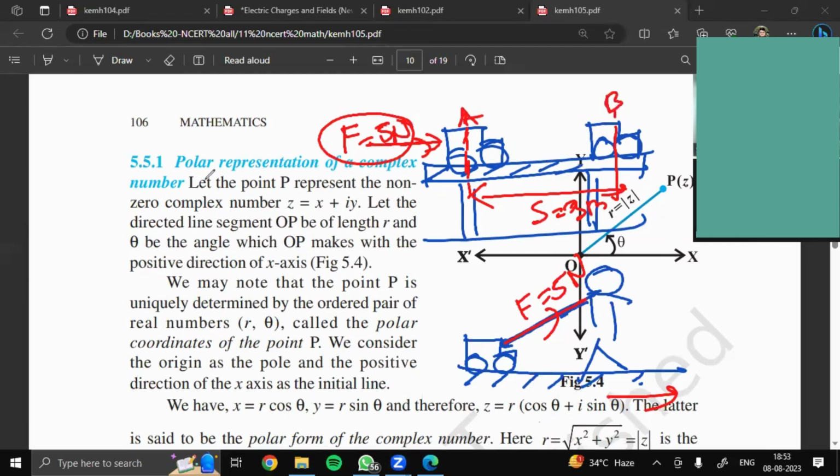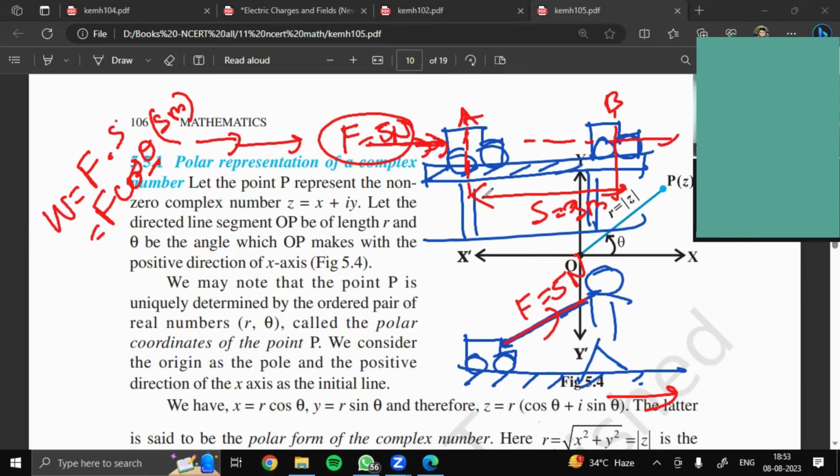Now we know that the work done W is equal to force dot displacement, F dot S, which is equal to F cos theta into displacement S in meters. Theta is the angle between the force and the displacement. Both are in the same direction. We are applying the force towards the right hand side, and the displacement is also towards the right hand side. So the angle theta becomes 0 degrees. So cos 0 degrees is equal to 1.